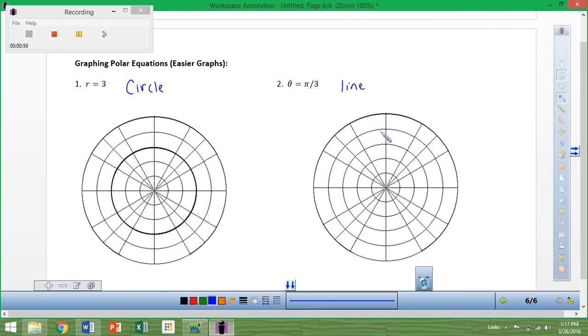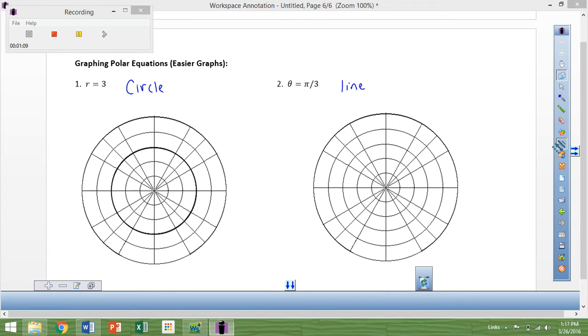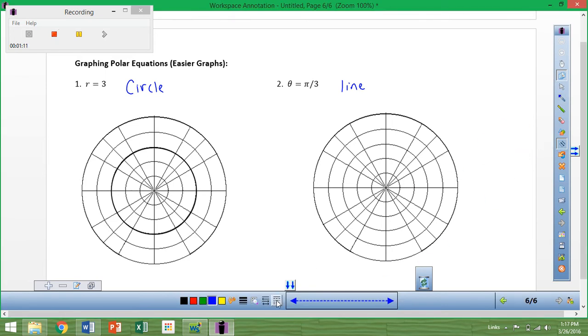So last time we were talking about the symmetry of the line theta equals pi over 2, and we said that was like the y-axis, right? Theta equals pi over 2 was this line. So theta equals pi over 3 is just going to be a line that goes through the terminal point of the angle pi over 3. So those are two really basic ones, pretty easy to graph every time.